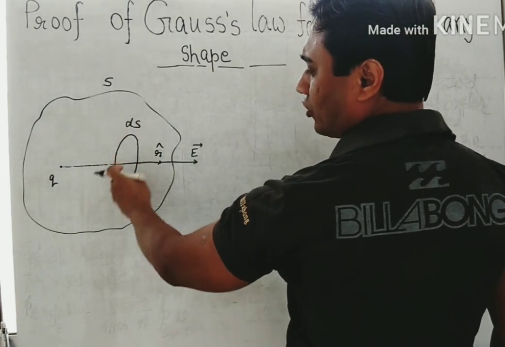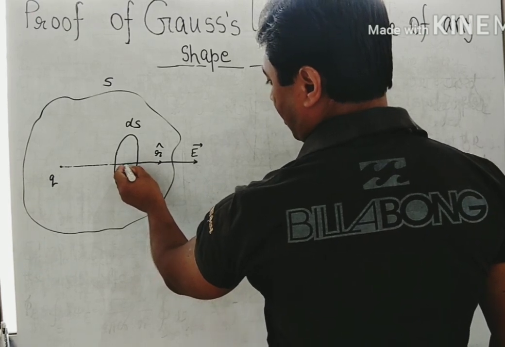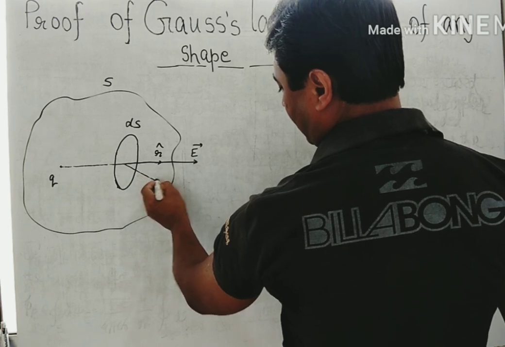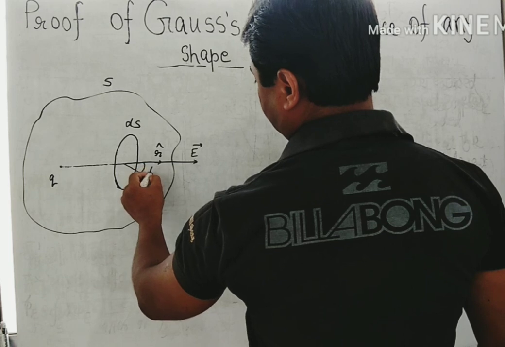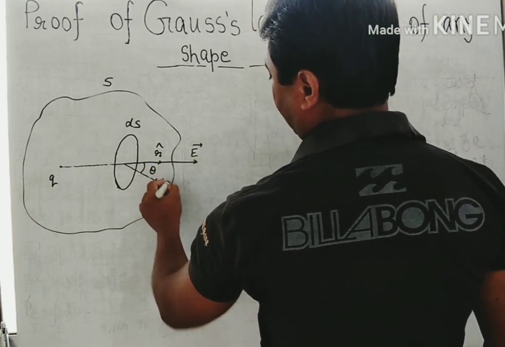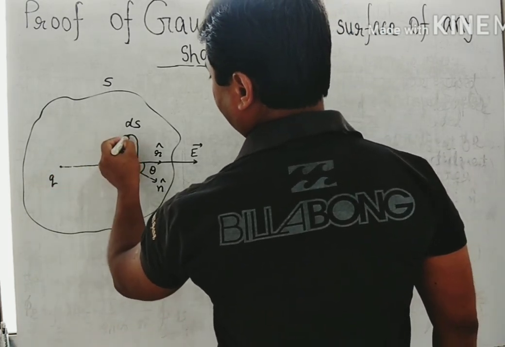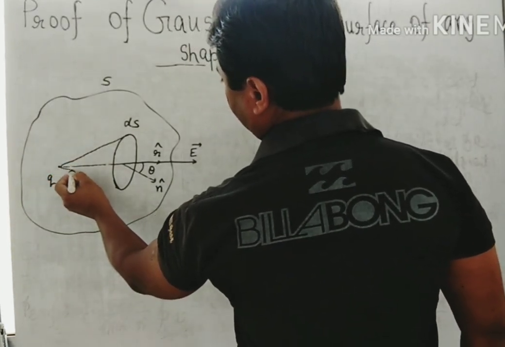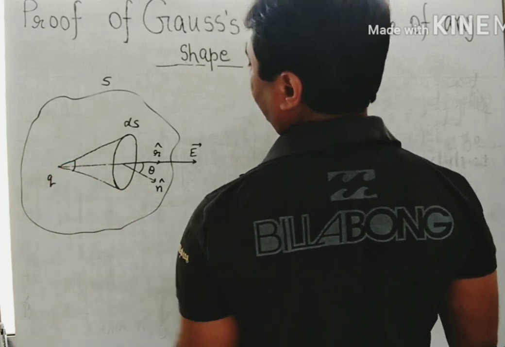Let unit vector be r cap taken along the direction of electric field intensity. Now the area vector of this small surface element will be normal to this surface, and let that area vector make an angle theta with this electric field intensity E. Let this be n cap. And suppose the angle subtended at the position of charge Q due to this surface element be d omega.